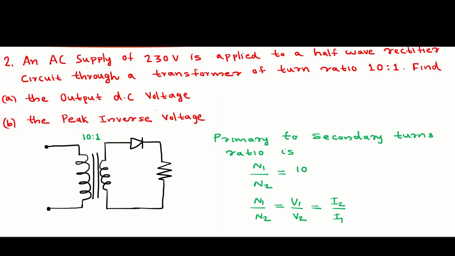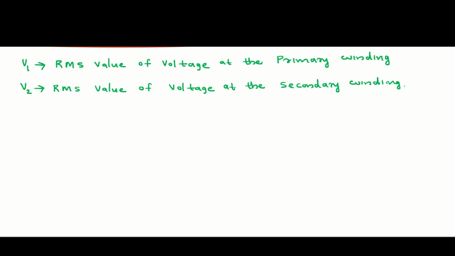Again goes back to the question. In the question it is stated that an AC supply of 230 volt, which is an RMS value, is applied to a half-wave rectifier. That means in this diagram, this is 230 volt RMS value. So I can write V1 is equal to 230 volt. So substitute these values into the equations.